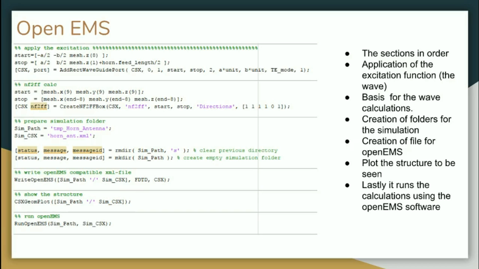The following 6 sections of code perform these actions respectively. Firstly, it creates an application of the excitation function. In other words, the wave the antenna will be generating or receiving. Then it creates a basis for the calculations of wave interpretation, which will come later in the OpenEMS code. Then it creates the folders, which will store and run the simulation. Then there is the creation of the file compatible with OpenEMS itself. Then there is creation and display of the structure of the horn antenna, which was seen earlier. Lastly, it makes the calculations using the OpenEMS software.